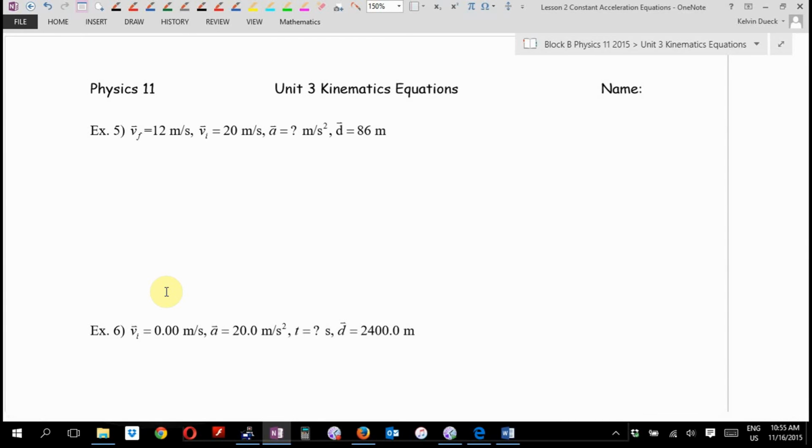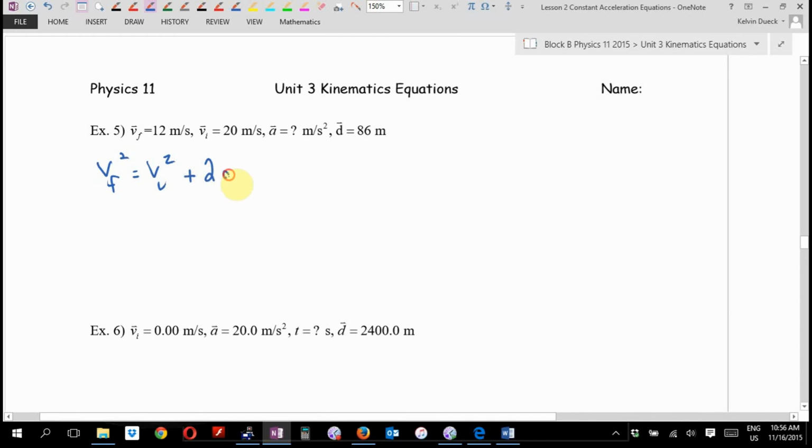Example 5. Whew. Marcus, what are they asking me to find in example 5, my friend? Okay. By the way, if you glance at example 5, what didn't I give you? In other words, when you're picking your equation, don't say one with t in it. Which equation has a VF, a VI, and a D in it? Marcus, my friend. VF squared equals?